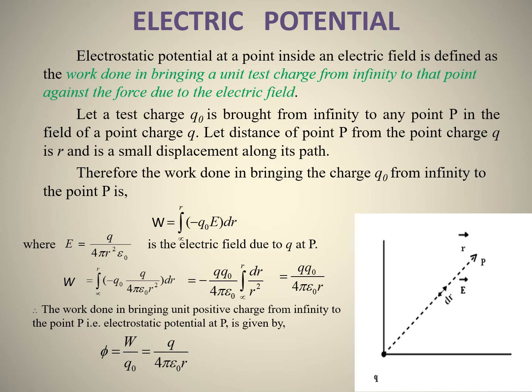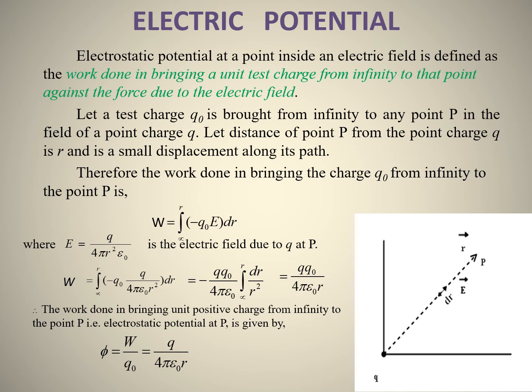From the discussions that we have done so far, we have understood what is electric field. Electric field due to a point charge Q at a point P at a distance small r is given by 1 by 4 pi epsilon naught Q by r square, that we have already derived. Now let us come to the idea of electric potential due to a point charge.